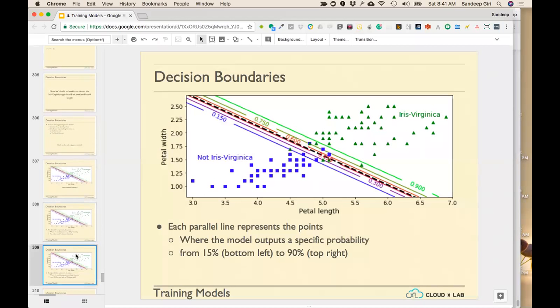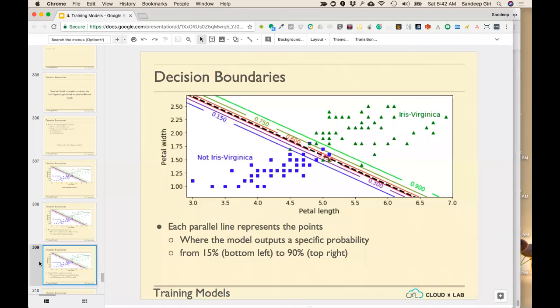Each parallel line represents the points where the model outputs a specific probability, from 15% to 90% in the top right. So here, the bottom left, from here to here, the probability is 50%. Here the probability is a little lesser than 50%, and so on. And here the probability is close to 100%.